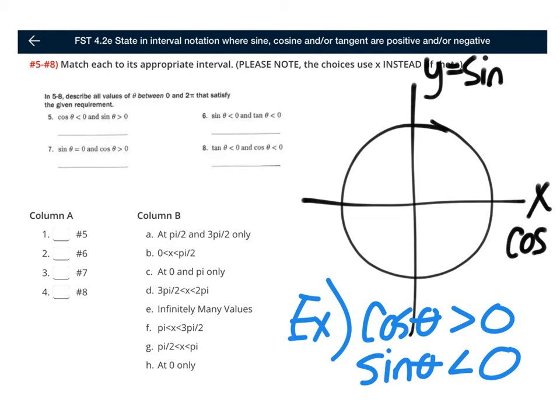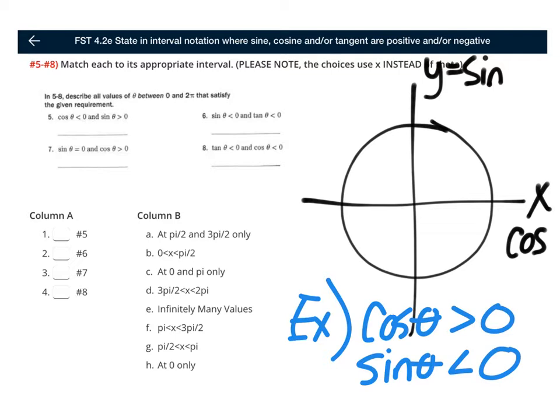Let me give you an example of how to do 4.2e, which is state an interval where sine, cosine, and tangent are either positive or negative. So you do have these four homework questions, so I made up a different one, this example here in the blue. This example here is very similar to number 5, and here's what it says.